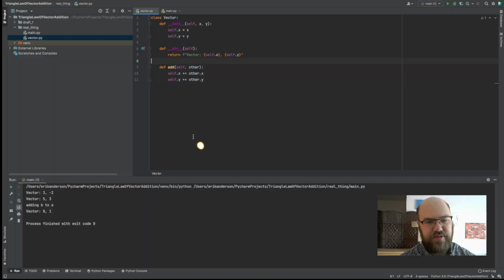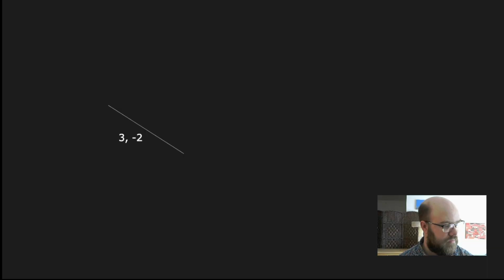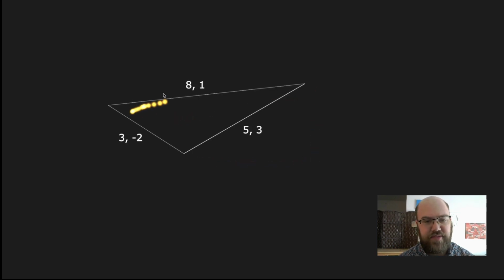In this video I'm going to talk about an example of writing a program to represent something from a different field of knowledge, in this case geometry. We're going to start with a vector, the vector 3, 2, which means over 3 and down 2, and add that to the vector 5, 3, which is over 5 and up 3. And the result of that is a vector 8, 1.